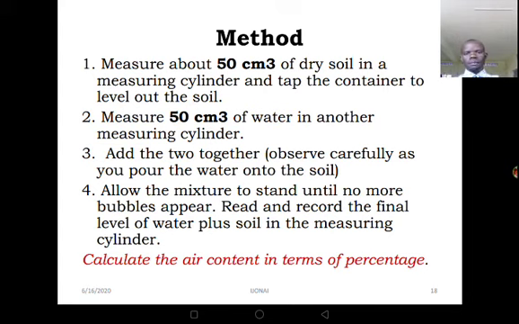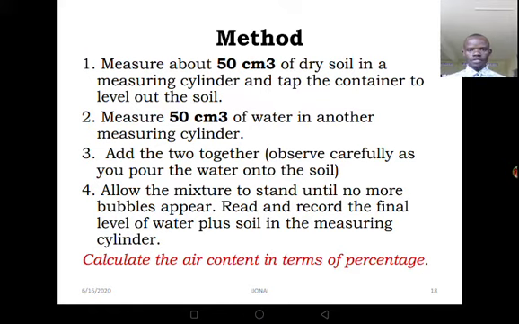Now we go to the procedure whereby we are going to measure about 50 cubic centimeters of dry soil sample in a measuring cylinder, and we are going to tap on top of this cylinder to make sure that the soil is level. This is important because it enables us to get the right measurements. Then procedure number 2, in this case we shall measure 50 cubic centimeters of water, but in another measuring cylinder.